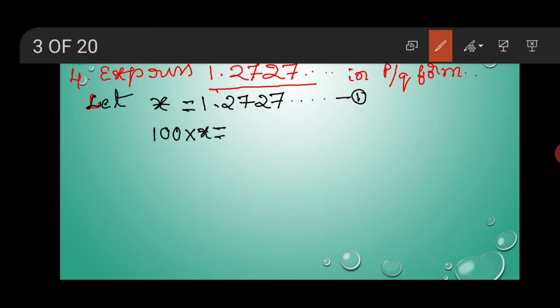Because the 2 digits are repeating. So, we have to write 2 zeros followed by 1. It is 100. So, 100 into x is equal to 100 into 1.2727 on and on. Now, simplify. 100x is equal to, multiply the given decimal expansion with 100.